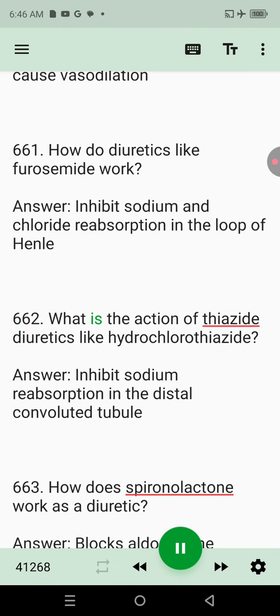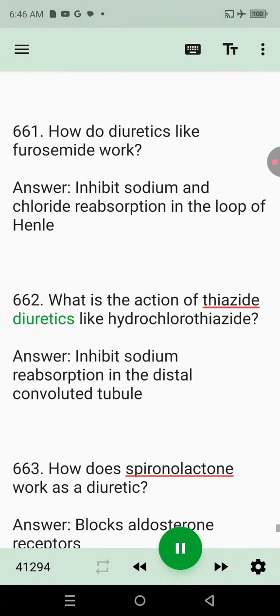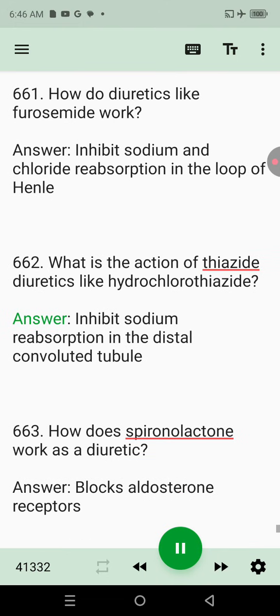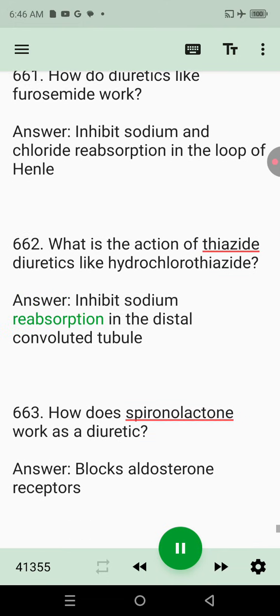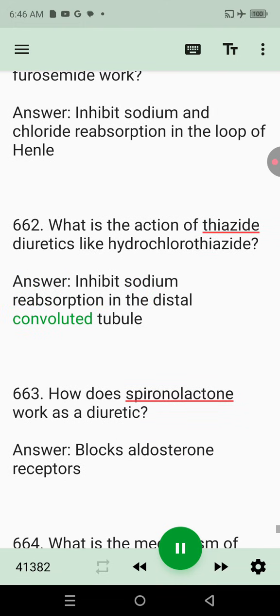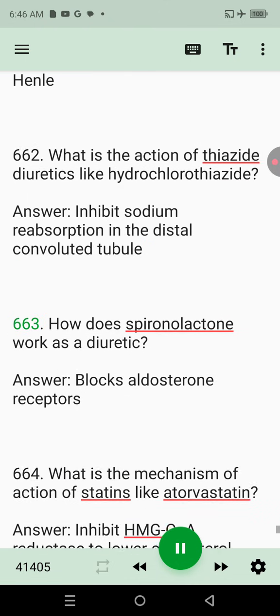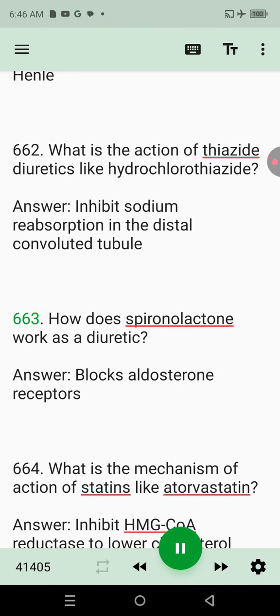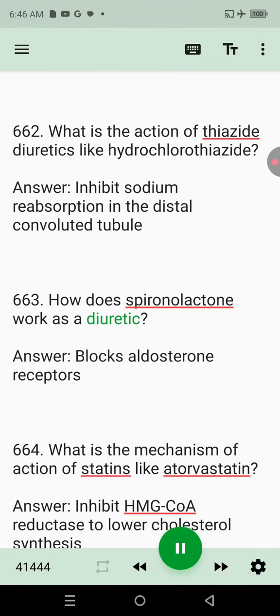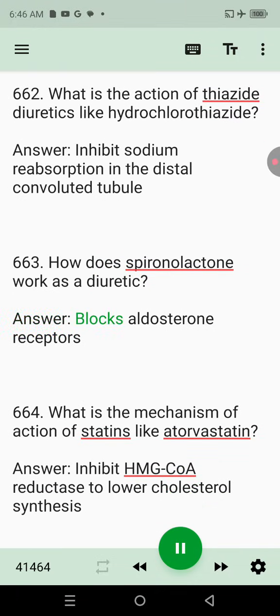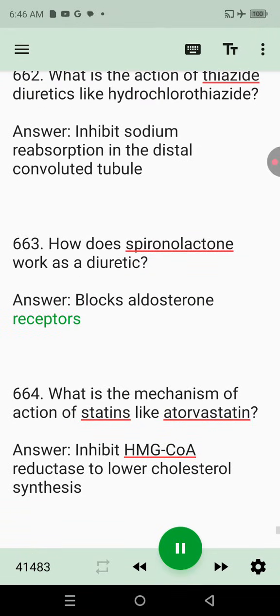662. What is the action of thiazide diuretics like hydrochlorothiazide? Answer. Inhibit sodium reabsorption in the distal convoluted tubule. 663. How does spironolactone work as a diuretic? Answer. Blocks aldosterone receptors.